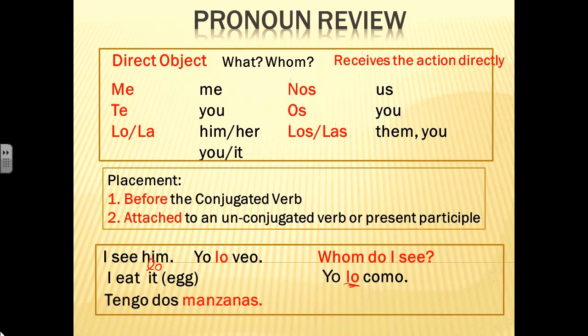Un ejemplo más, one more example. Tengo dos manzanas. So I have what? I have 2 apples. Okay, so you ask your question what or whom. I have what? 2 apples. So you're going to replace manzanas, and that's las. So you want to say something about I have them. Lo siento, that's las. But you can also say, after you know, tengo dos manzanas, las quieres? I have 2 apples. Do you want them? That is something that you would say to somebody, and that is how you would use a pronoun in that situation for the direct object.